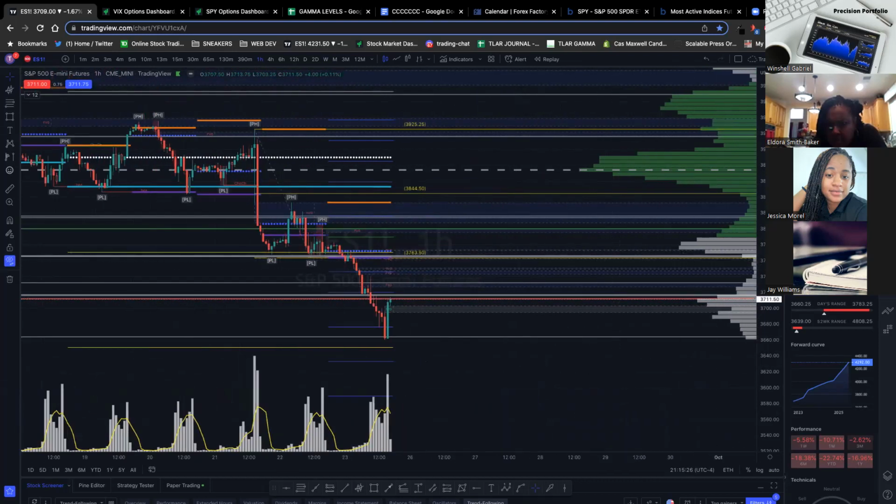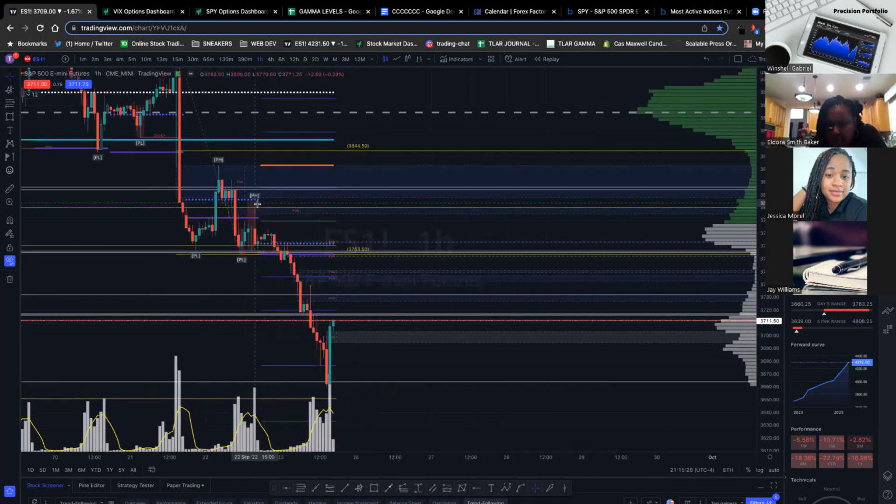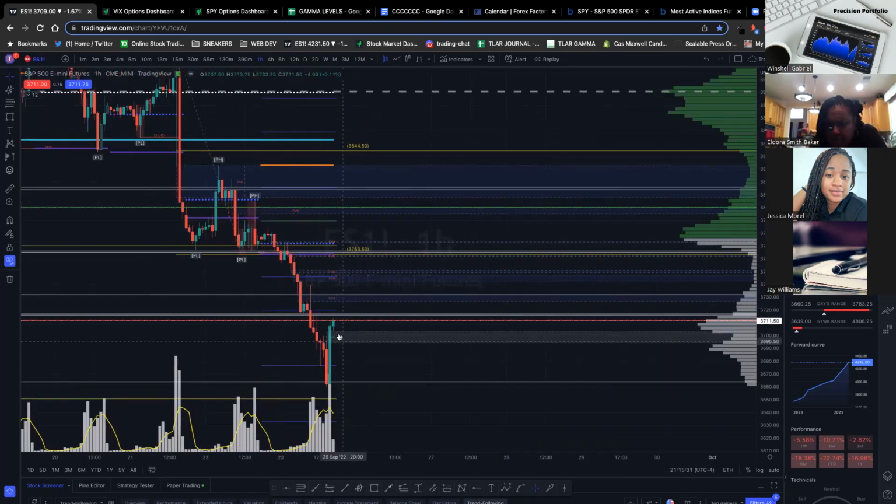Even with these super long wicks you see, like right here, and let me show another one right here, that's liquidity it left behind. The market went back to pretty much stop a lot of people out right there, like if they were going for calls.